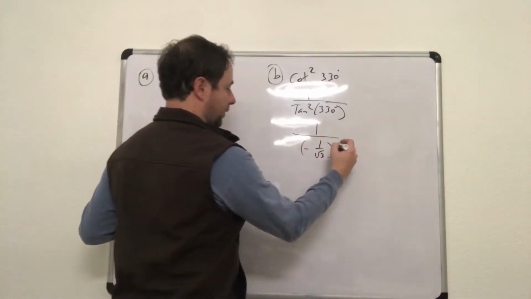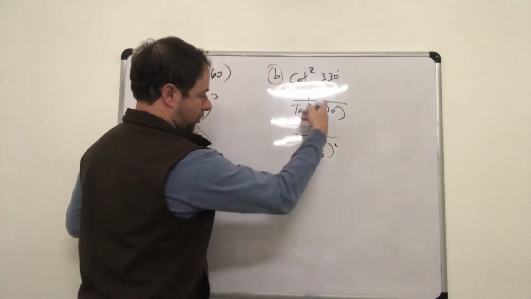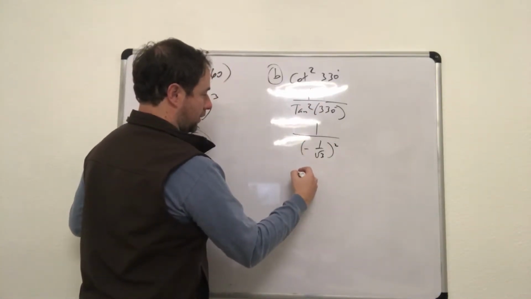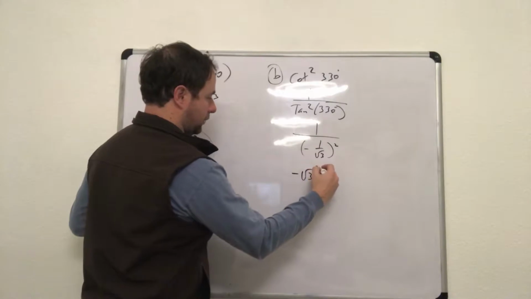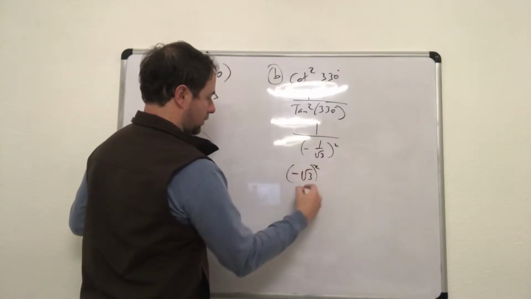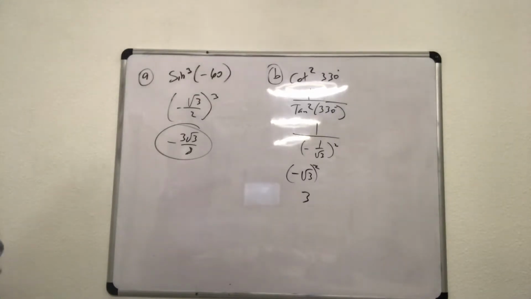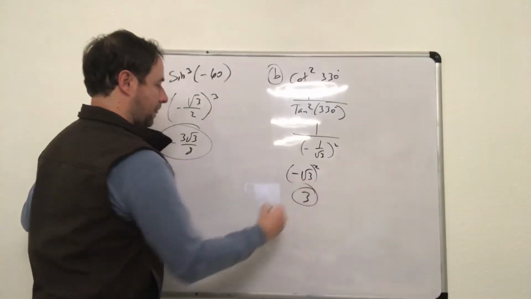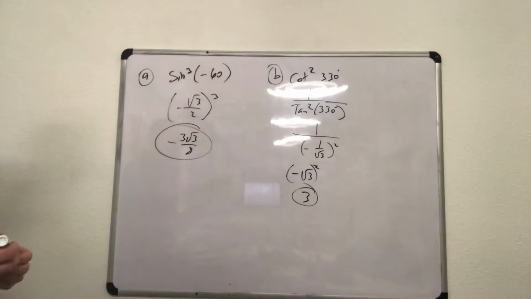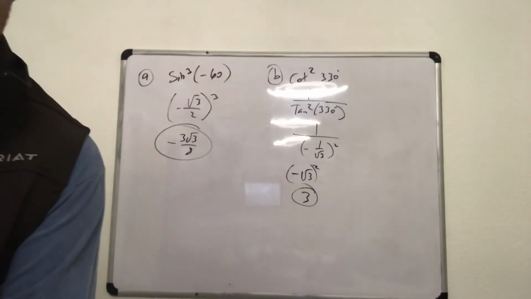Then you're going to square that. But of course, you can flip it and bring it to the top. And so you get negative root 3 squared. So your answer ends up being just 3. That's it for these concepts. Not too tough on that one.